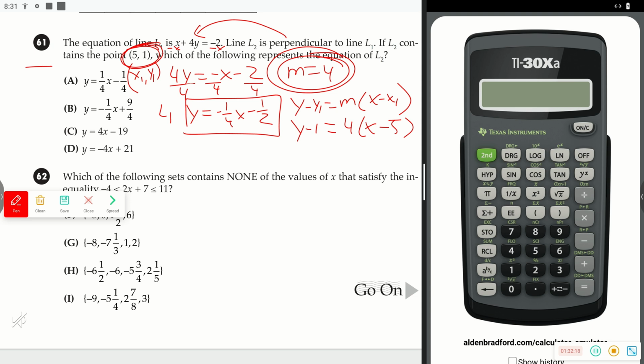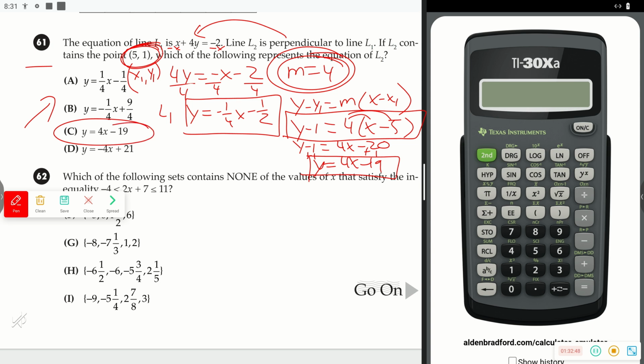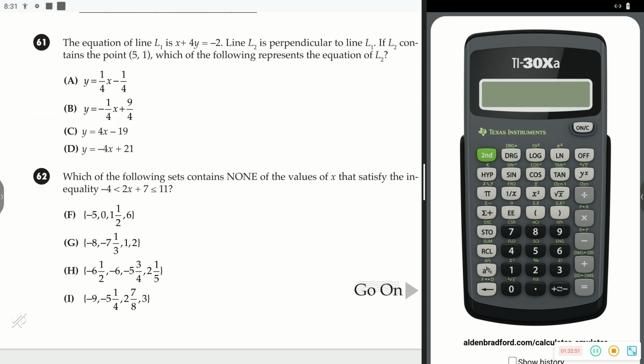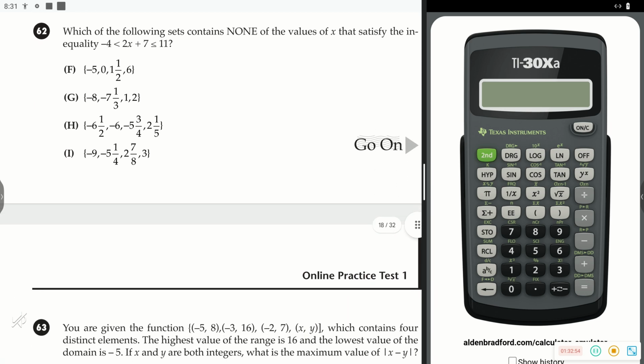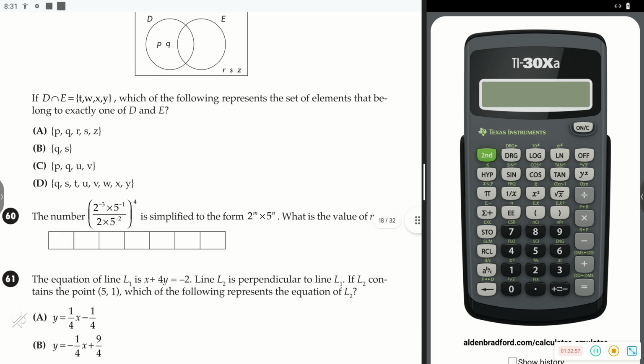Now we're almost done. This is in point-slope form, but none of our answer choices are in point-slope form. They're all in slope-intercept form. So we're going to have to distribute, and then add 1 to each side. So y minus 1 equals 4x minus 20, and then we're going to add 1 to both sides. So y equals 4x minus 19. Y equals 4x minus 19 is answer C. All right, that one's good to go. Now we're going to do number 62, hopefully.